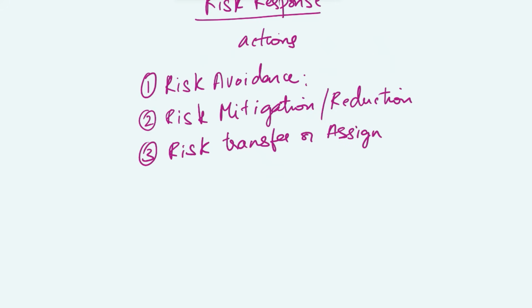Then we have risk transfer or assign. This involves shifting the financial consequences of a risk to another party. This can be achieved through insurance, outsourcing, or contractual arrangements. By transferring the risk, the organization reduces its financial liability if the risk materializes. For instance, businesses often purchase insurance policies to transfer the risk of property damage or liability to the insurance company.